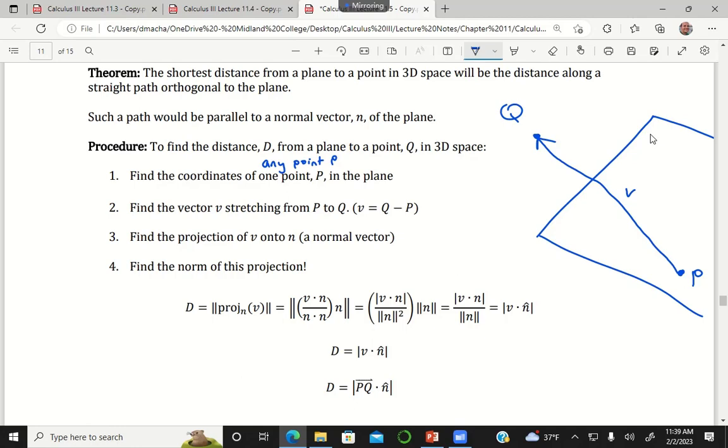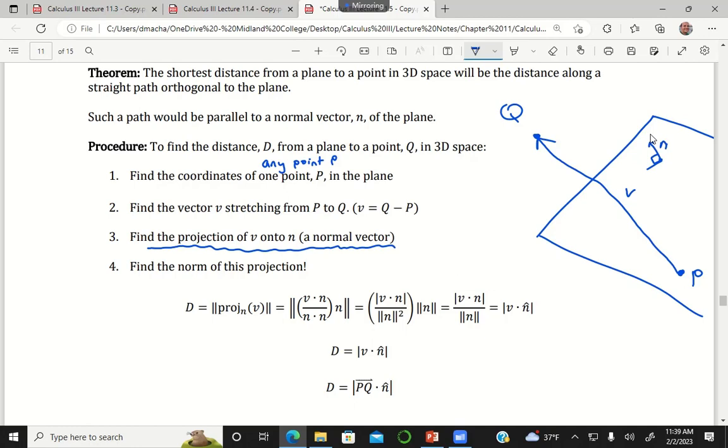Number three is I'm actually going to find the projection of V onto the normal vector. So let's think about why we would want to do that. The normal vector is just any vector that is orthogonal to the plane, meaning it makes a 90-degree angle with the plane in every direction.